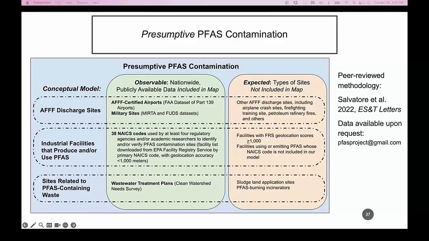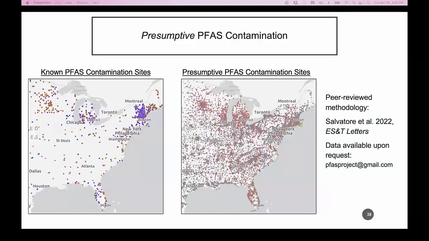The entire data set is also publicly available, and if you're interested in it, we're happy to share if you email us. And if you go to the next slide, Julia, you can see here the difference between the volume of known contamination sites and the volume of presumptive contamination sites. You'll also see real inequalities in terms of the distribution of testing.